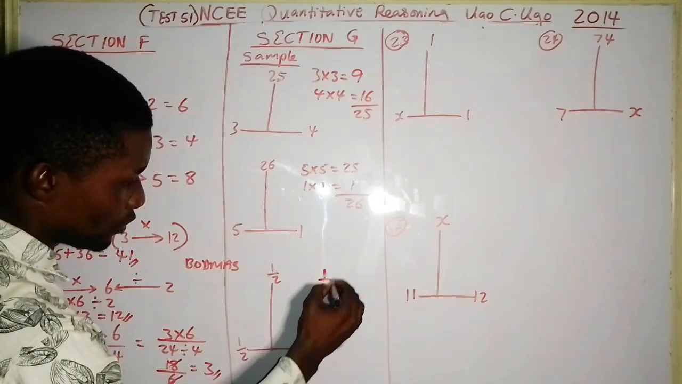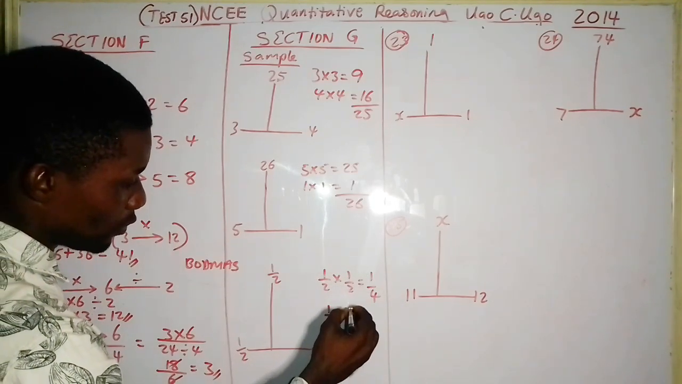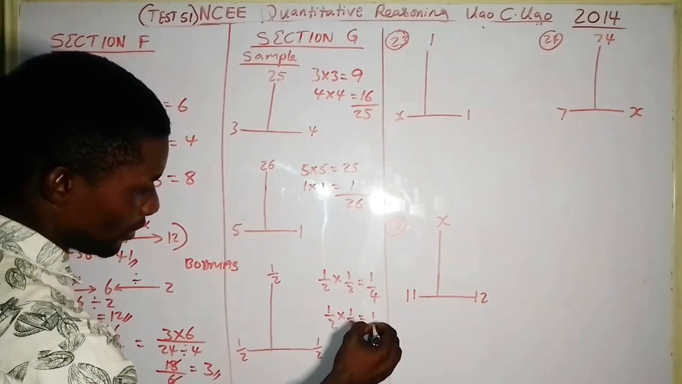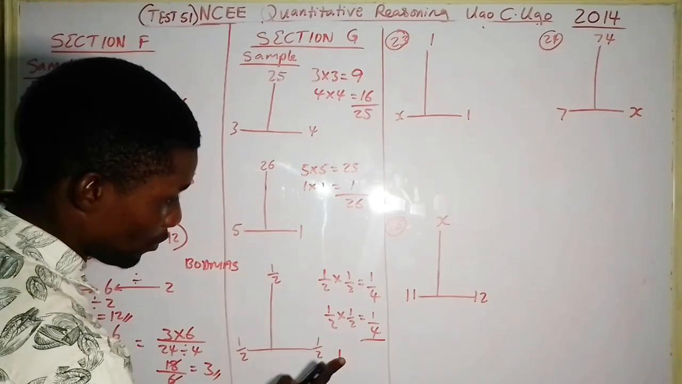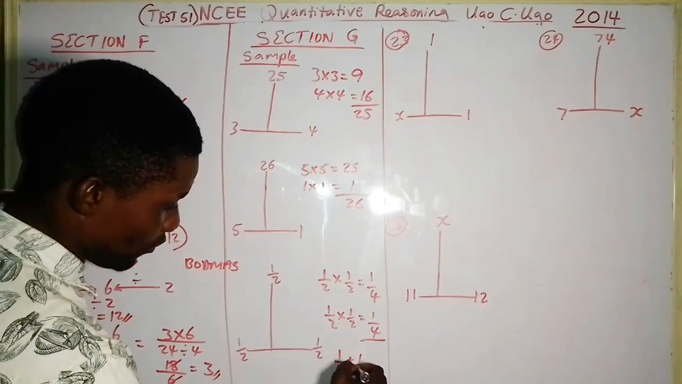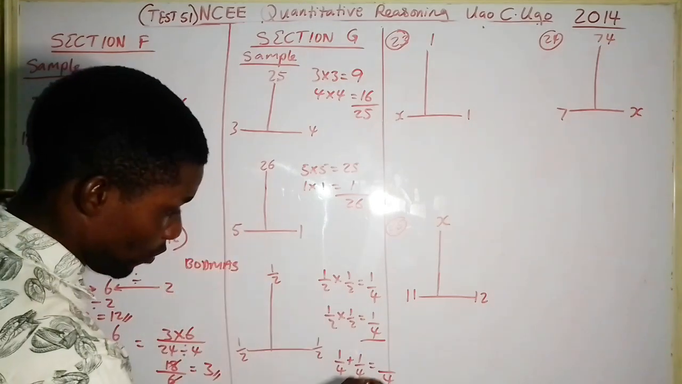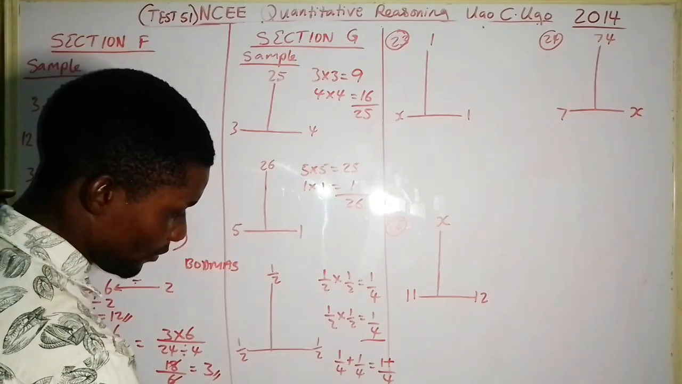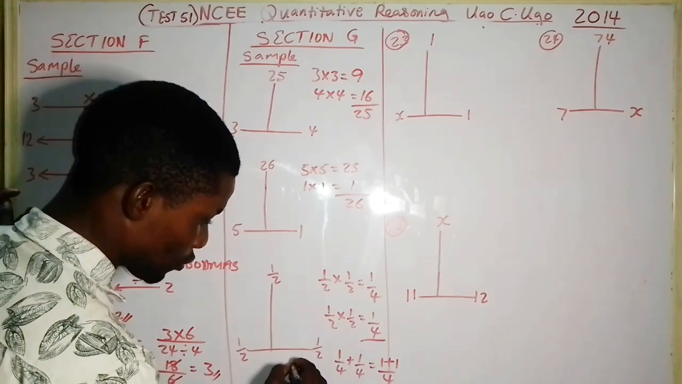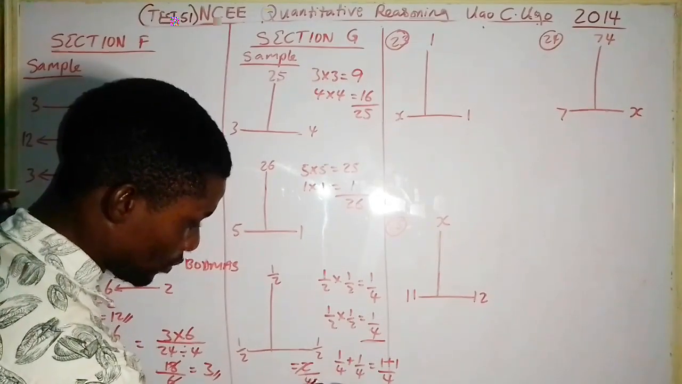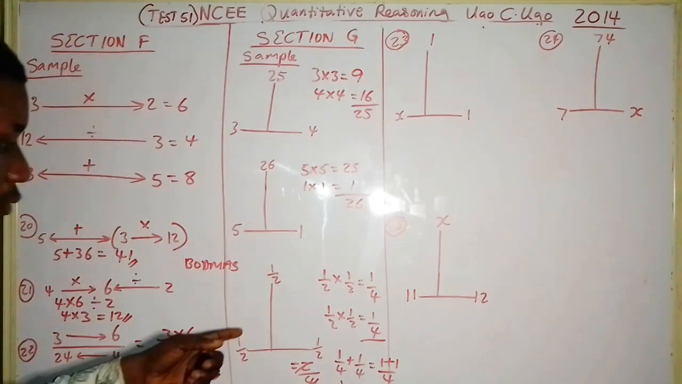The next one is 1 over 2 times 1 over 2. That's going to give us 1 over 4. So when we add up everything, we have 1 over 4 plus 1 over 4. So our LCM is 4. 4 in 4 is 1, times 1 is 1, plus 4 in 4, 1 times 1 is 1. So we have 2. So our final answer is going to be 2 over 4. And 2 over 4 is going to give us 1 over 2. That's how we get our 1 over 2 here.